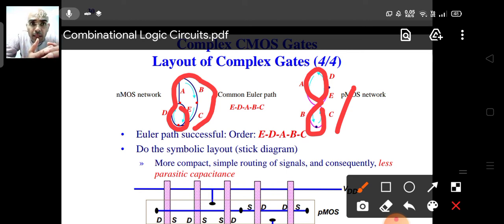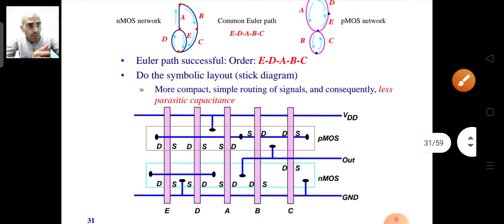A, B, C, D, and E. If I try to follow that, then this is not a common path, so I cannot use that. But the other one, E, D, A, B, C, is okay, so I can follow that. You have to just hit and try. You have to check what your common path is, you have to do it on your own. Once you get that common path, not much is remaining.